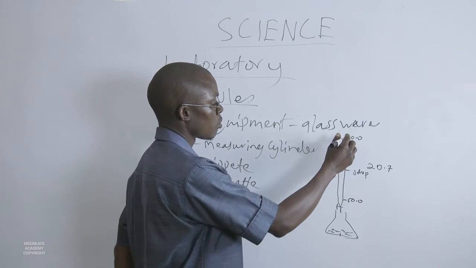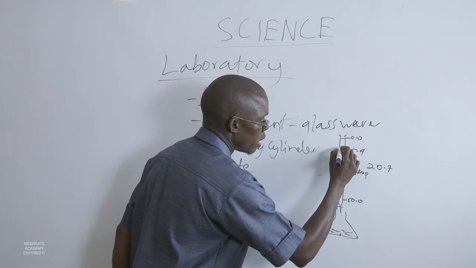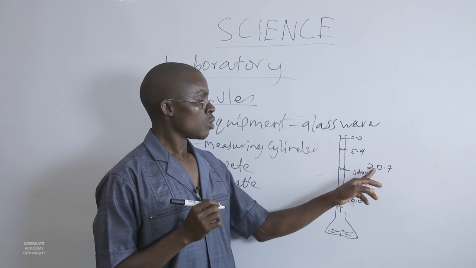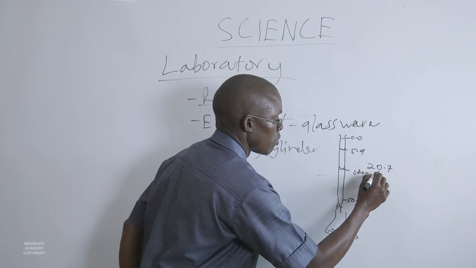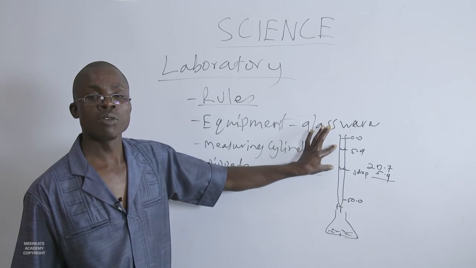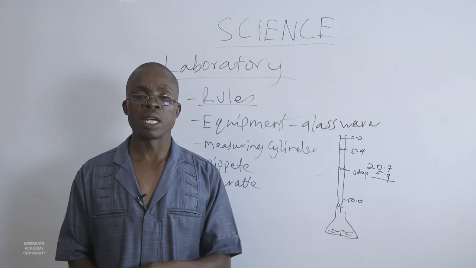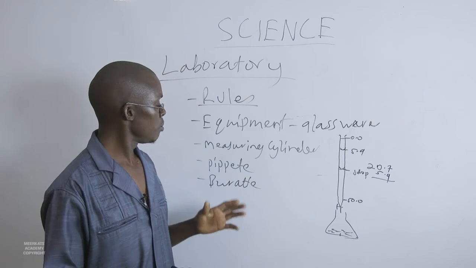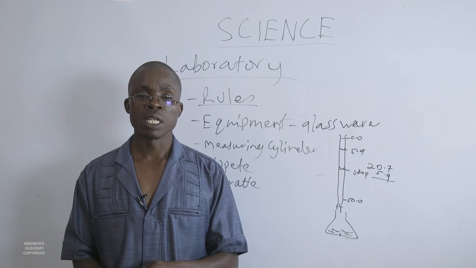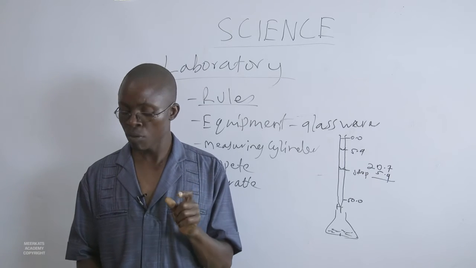If at all you didn't start from 0, maybe you started from maybe 5.9, then you will have to get where you started from. That's 5.9, stopped at 20.7, then subtract 5.9 from 20.7 to know how much volume you have used. So this one gives us an easier time on how to measure volume in the lab. So these are the main apparatus that will be used in measurement of volume in the lab, but particularly of liquids.